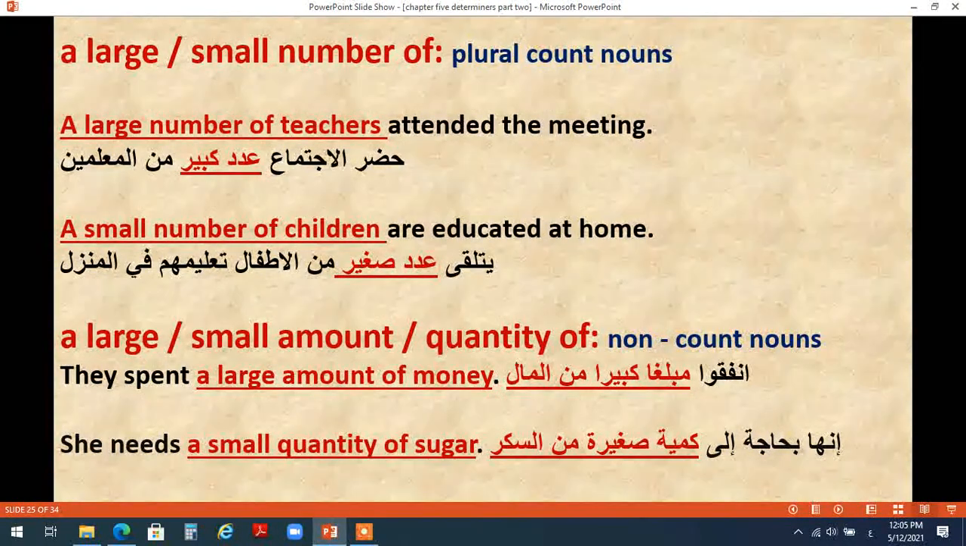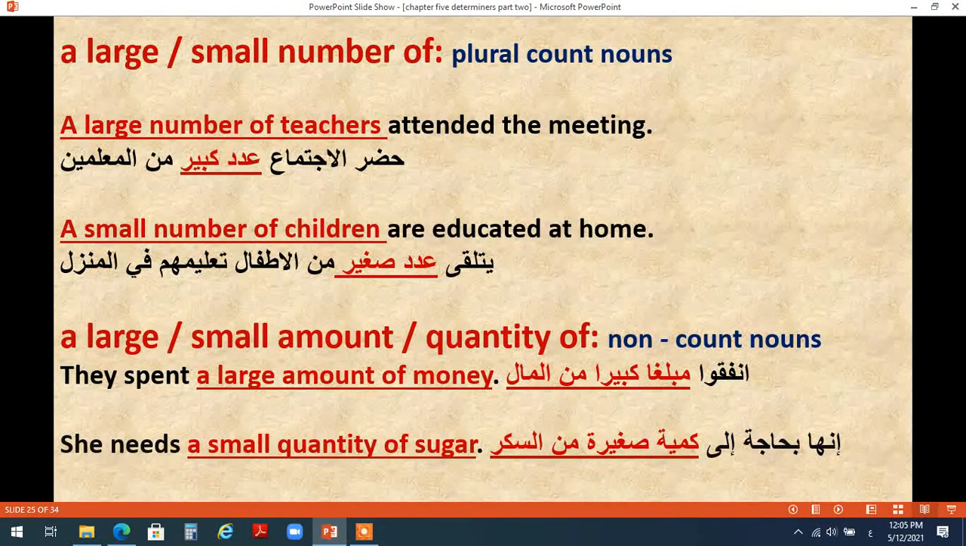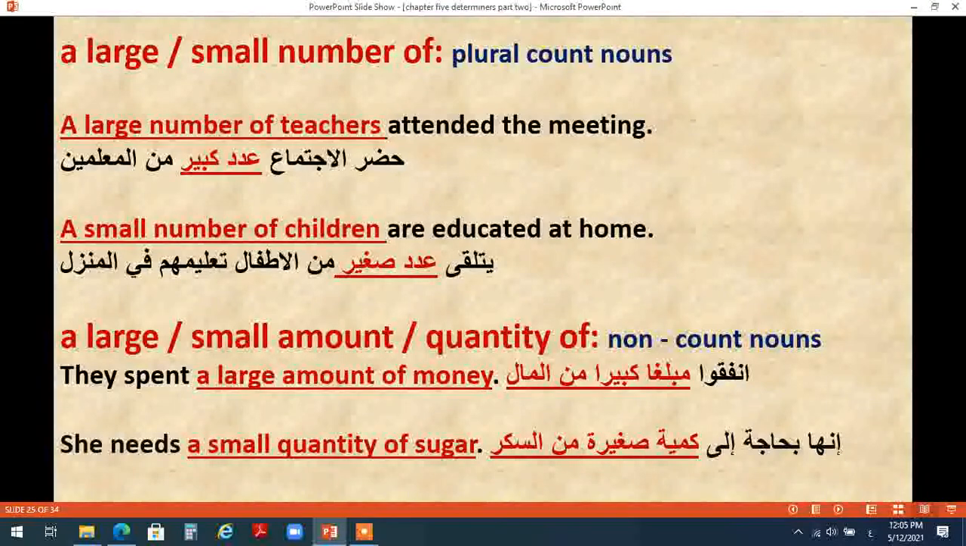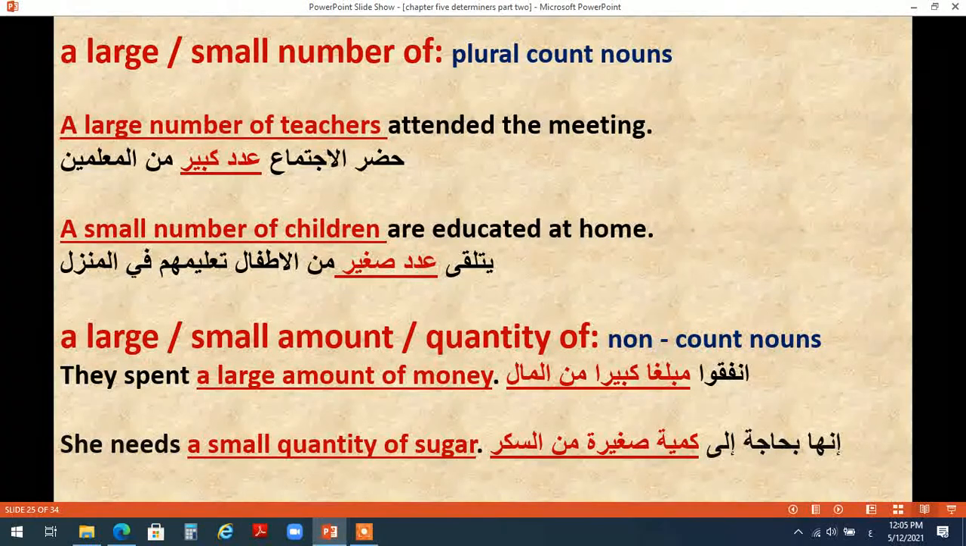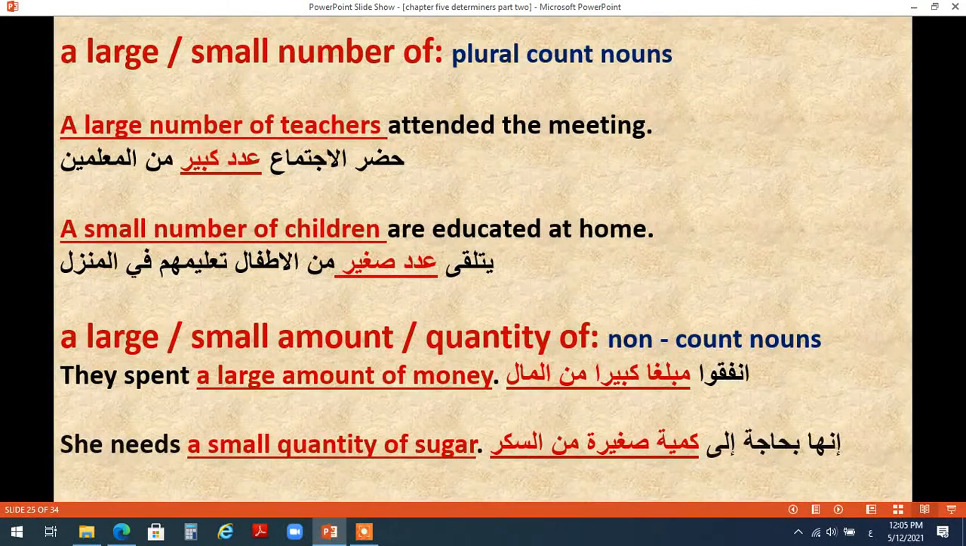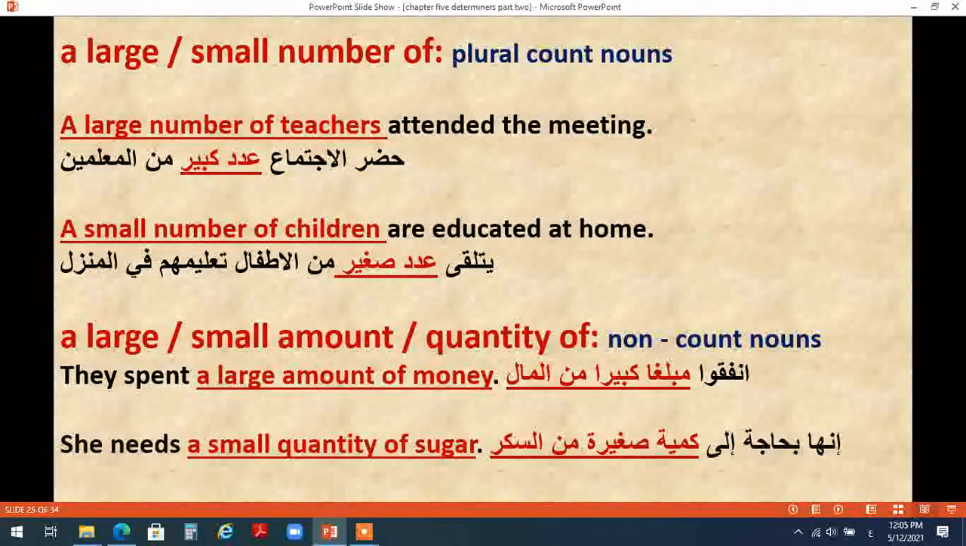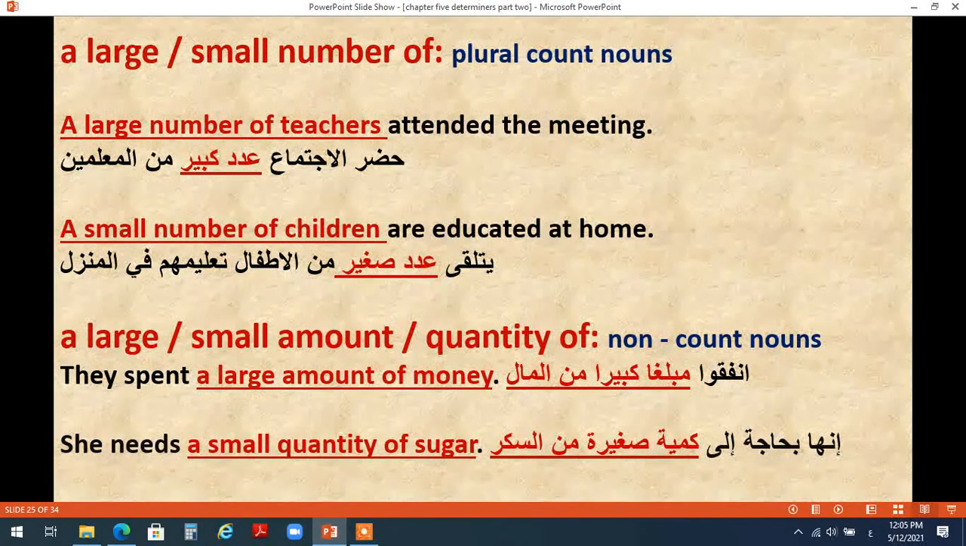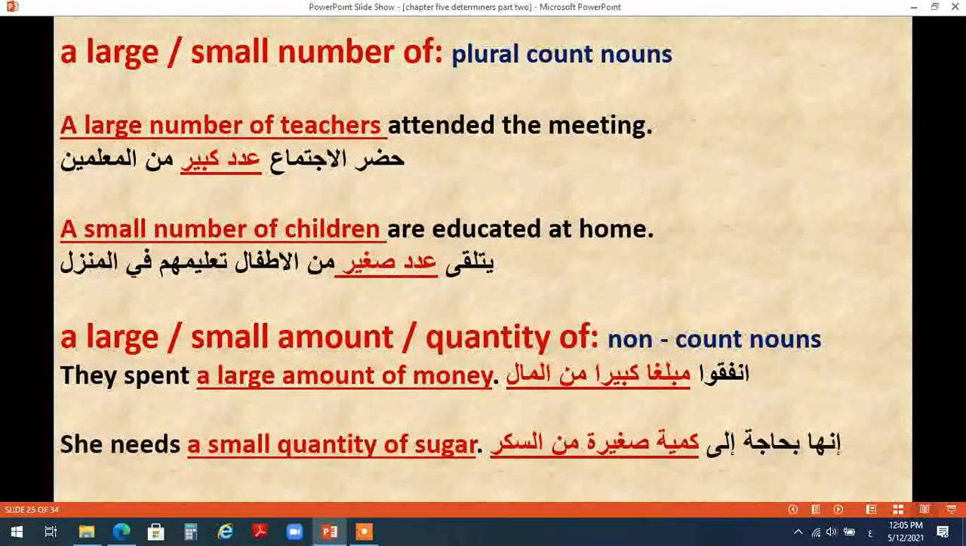Also we have a large amount of or a small amount of, a large quantity of or a small quantity of. All of them are followed by non-count nouns. For example, they spent a large amount of money. She needs a small quantity of sugar.